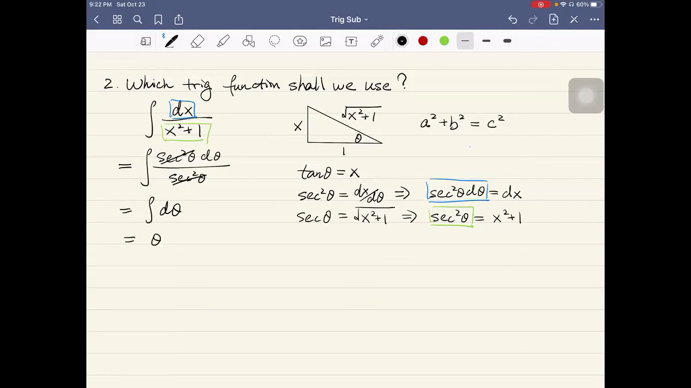Fantastic. But we also need to write theta back to x. Okay, so we're going to make use of this connection here because we know tangent theta is equal to x. So theta is just equal to arctan of x.